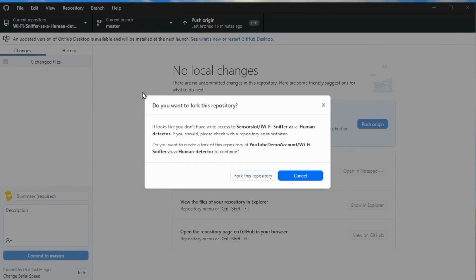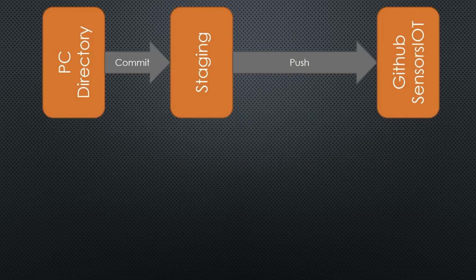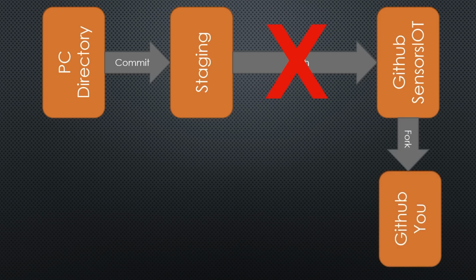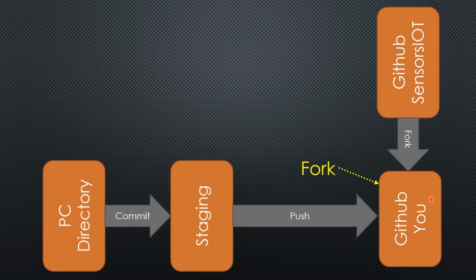But why are we asked if we want to create a fork? What is a fork? A fork is a copy of the original repository in your account. But why is this necessary? Because you are not the owner and therefore would not be allowed to write directly into my repository. So GitHub Desktop automatically creates a copy or a fork. This fork is placed in your repository on GitHub and is owned by you.